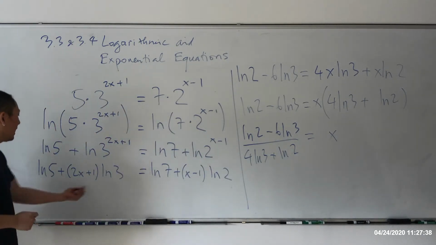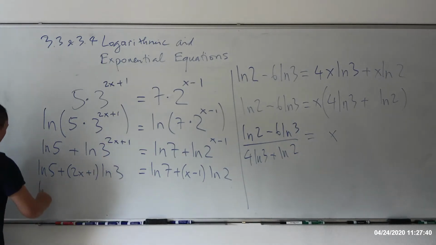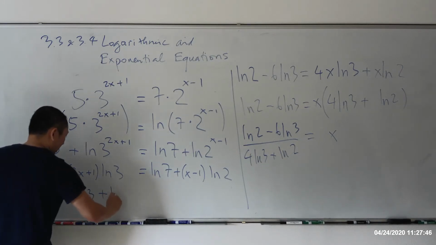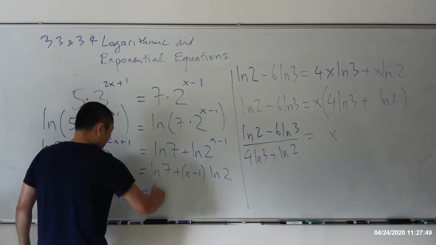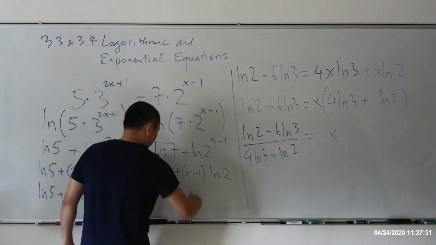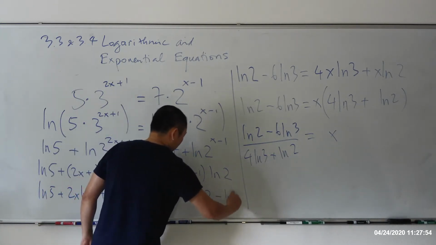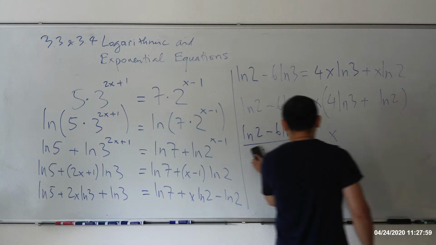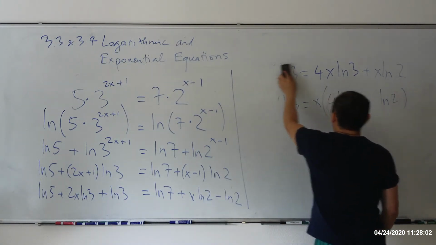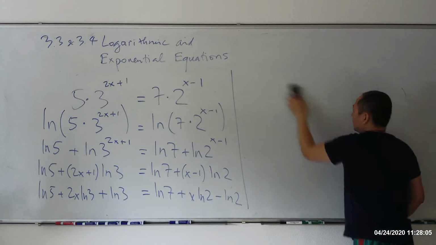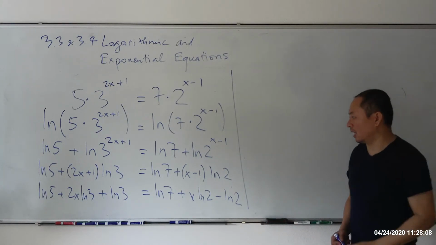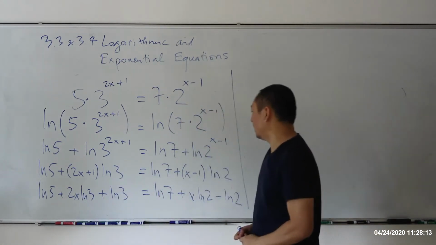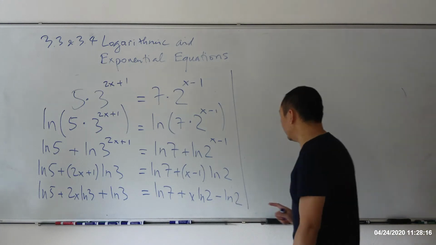Okay. Now, distribution. ln of 5 plus 2x ln of 3 plus ln of 3 equal to ln of 7 plus x ln of 2 minus ln of 2. Okay? And I claim that this is no more than a linear equation. You want to solve for x from here, you try to bring all the terms with x to one side, and all the terms without x to the other side. This time, let me bring all the terms with x to the left-hand side, and all the terms without x to the right.